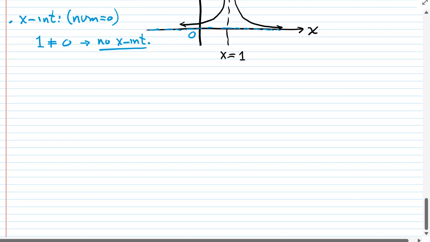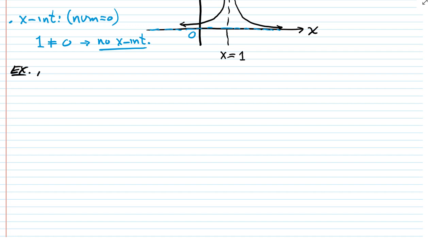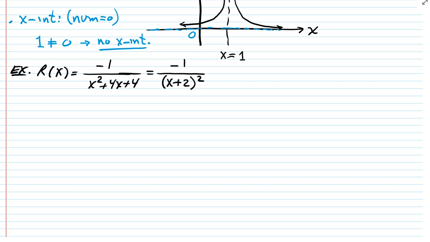In this next example, suppose I want to graph this rational function r of x is equal to -1 over x squared plus 4x plus 4. Now this denominator can be rewritten as a square of a binomial, x plus 2 squared. And using the theorem on horizontal asymptotes, again, n is the degree of the numerator.